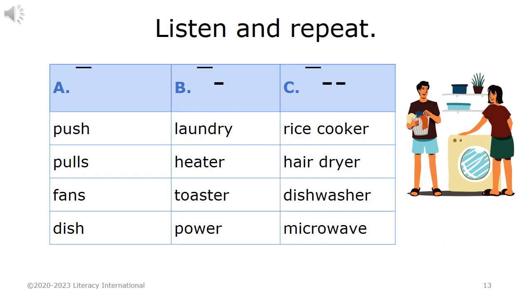Listen and repeat. A. Push, pulls, fans, dish. B. Laundry, heater, toaster, power. C. Rice cooker, hair dryer, dishwasher, microwave.